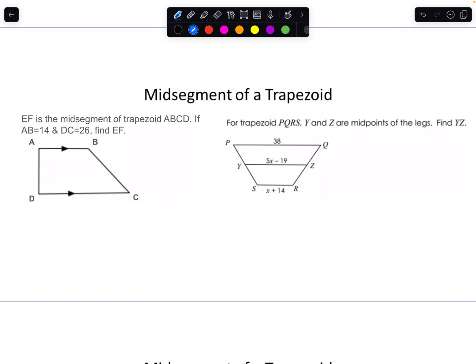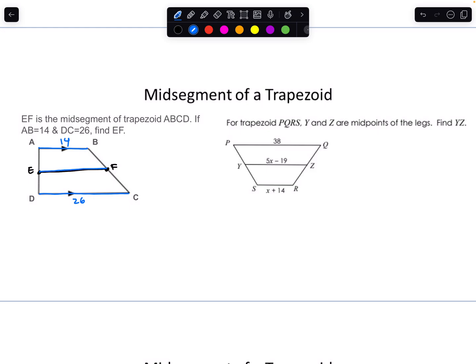Here I'm told that EF is a mid-segment of trapezoid ABCD. So I'm going to insert this new line in the middle. Because it's the mid-segment, I'm going to call this EF. And I'm going to label some things. Notice how here I'm given that AB is 14, so this length is 14 units. DC, this length is 26 units. I know the measure of EF is going to be between those two values.